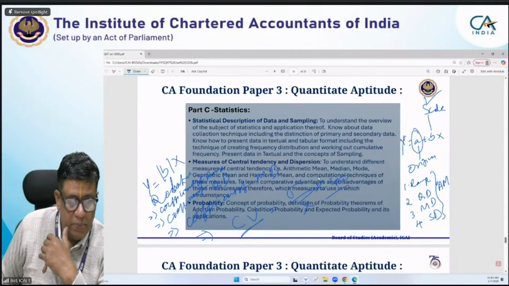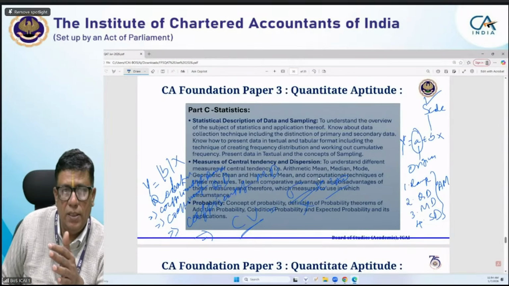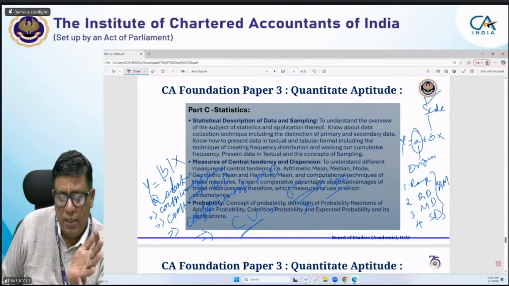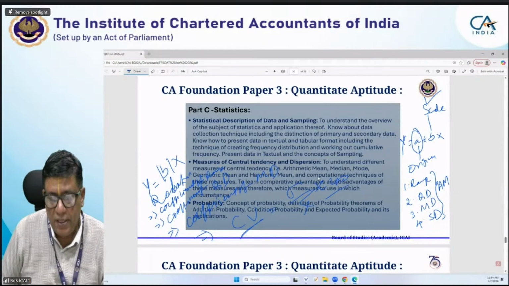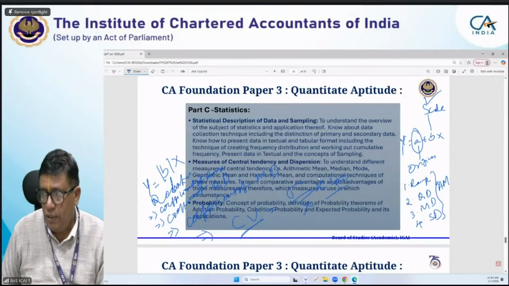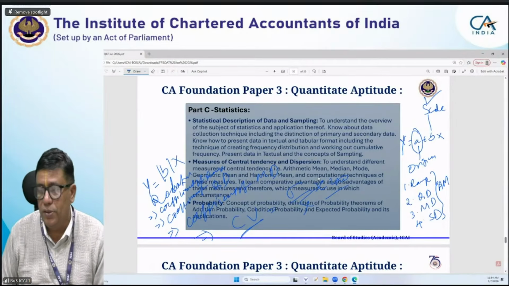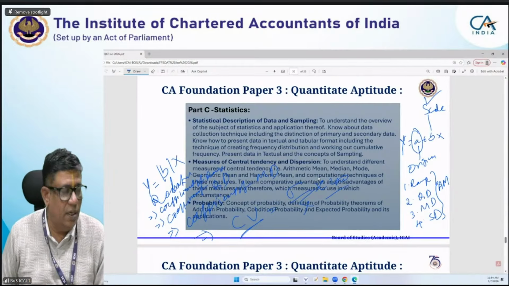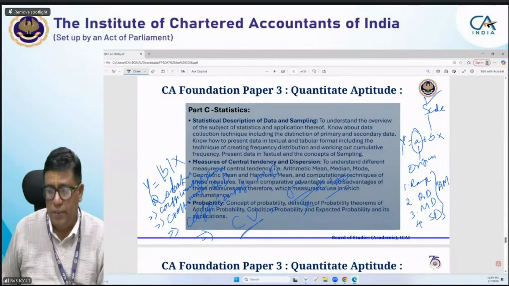This is used when comparing the efficiency of two batsmen. Whichever has the lower CV, the lower coefficient of variation, we can say that player is the more efficient batsman. While comparing the efficiency of two persons in cricket matches, we can use the CV, whichever is lower.